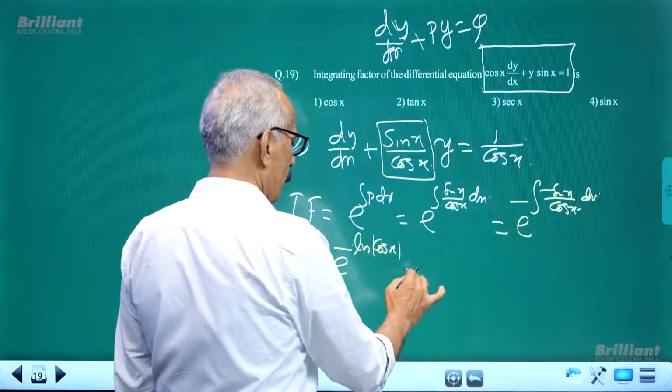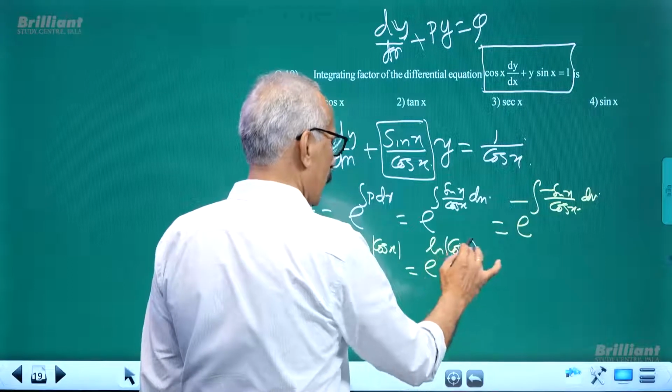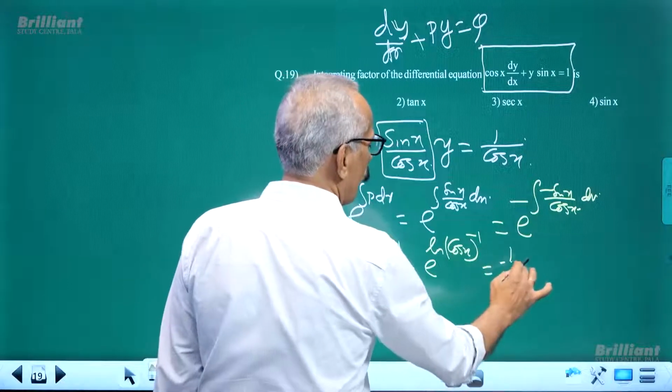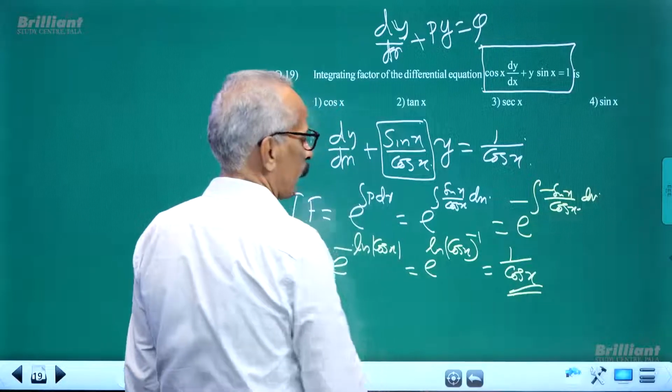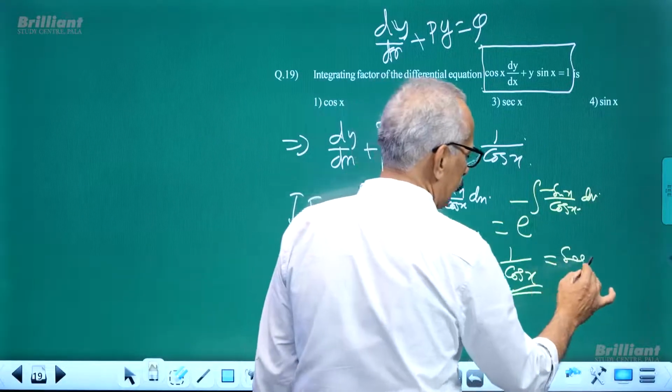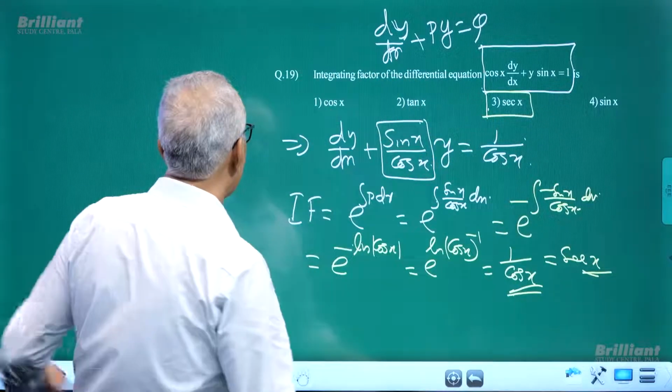That means e to the power logarithm of cos x to the power minus 1. That's equal to 1 by cos x, cos x to the power minus 1. That's the integrating factor. What is 1 by cos x? Sec x. So the answer is 3.